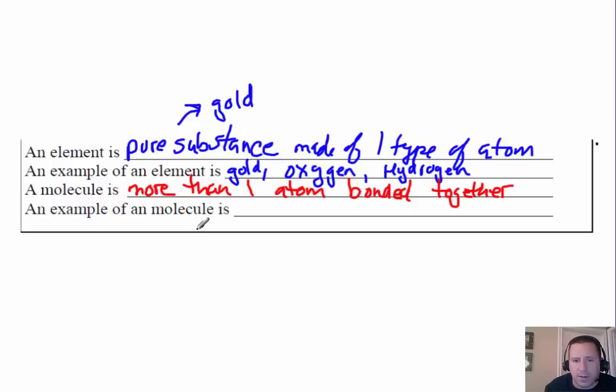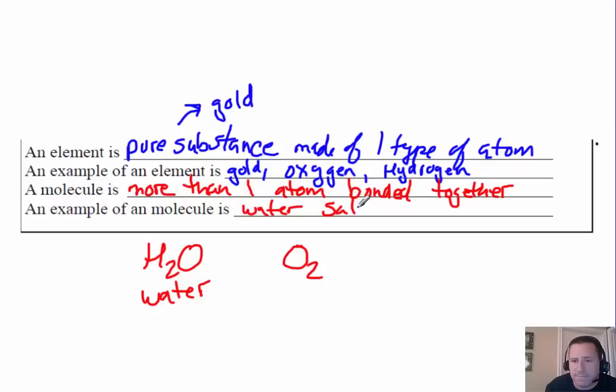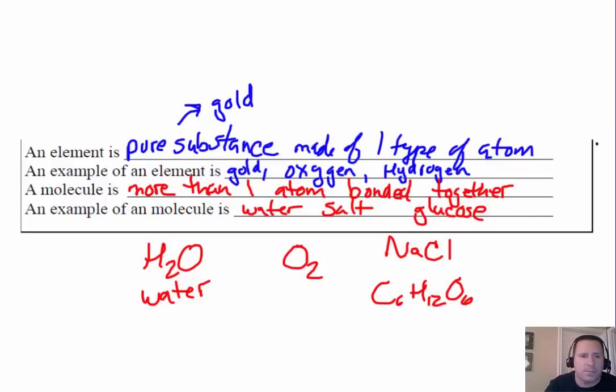Okay, so an example of a molecule would be one thing that we're very familiar with. We're all familiar with water, right? You have different atoms bonded together. And we're going to talk about this a little bit more shortly. O2, oxygen, is bonded to another oxygen. In this case, it's both an element because it's pure oxygen and a molecule because there's more than one atom bonded together. So, water, salt, NaCl, glucose, C6H12O6. These are all examples of molecules.